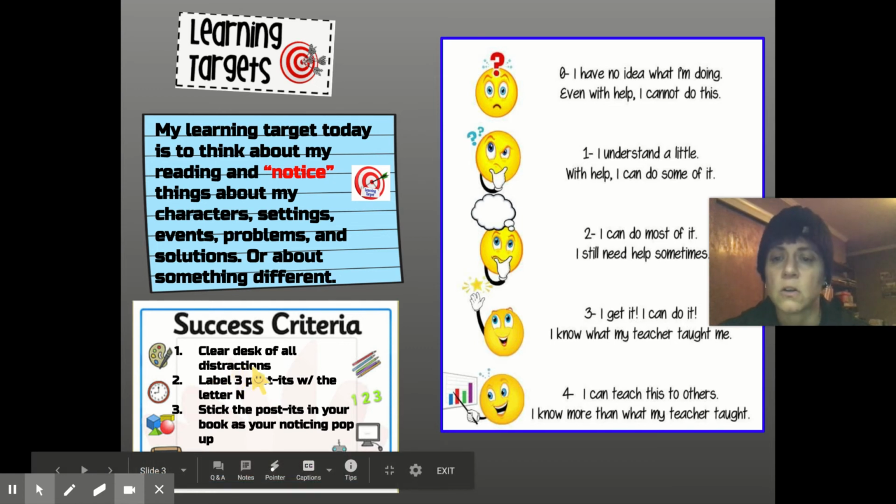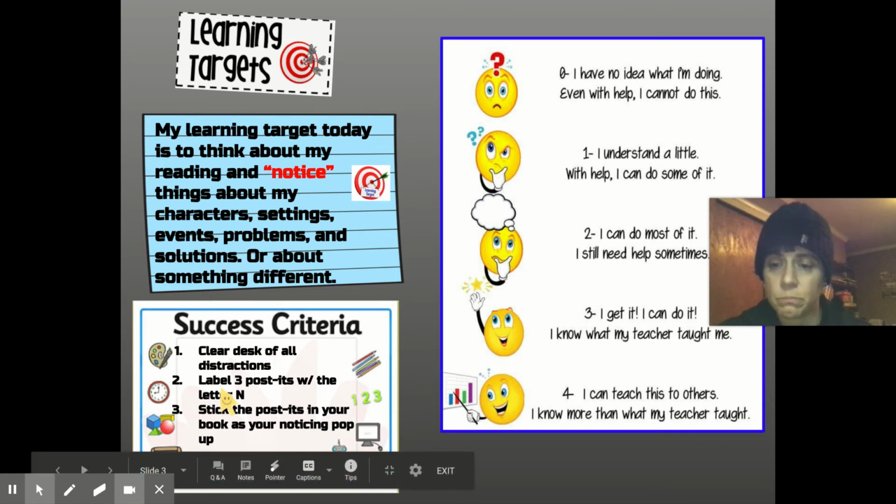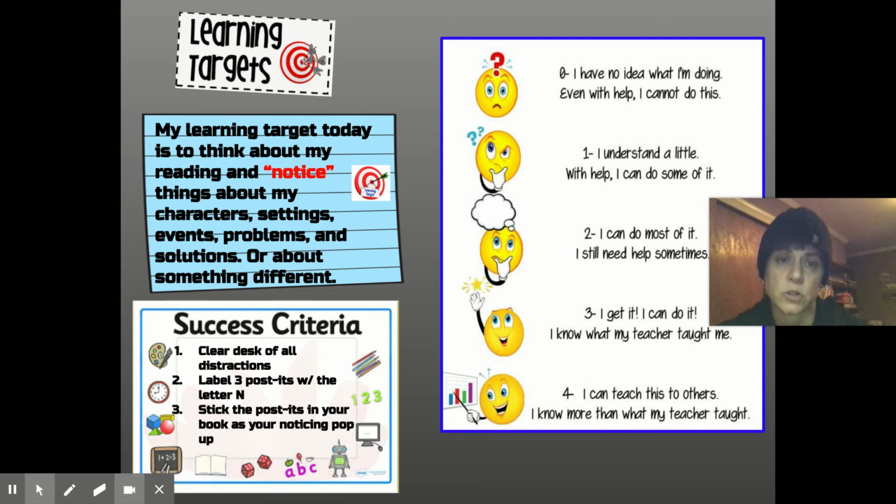When we start, you'll clear your desks of all distractions, or your quiet space at home. Then you will label 3 Post-its with the letter N. Letter N is for notice. Then you're going to stick the Post-its in your book as your noticing pops out to you.